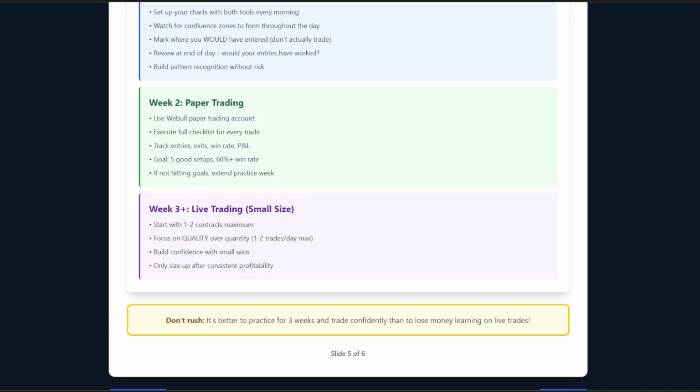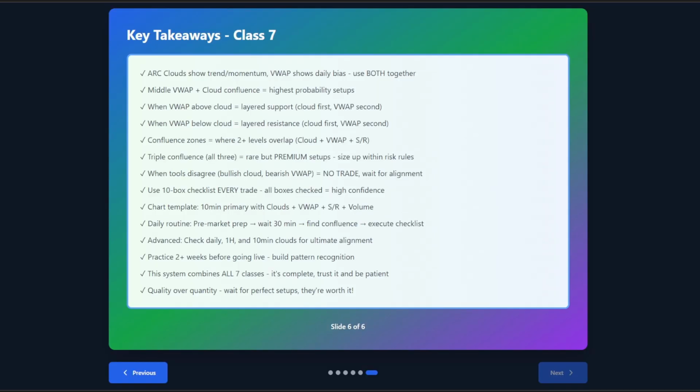I'll continue here to the slides now. So boom, class 7 key takeaways. Our clouds show the trend and momentum, and the VWAP bands show the daily bias. Use both together. Middle VWAP plus cloud confluence equals the highest probability setup.